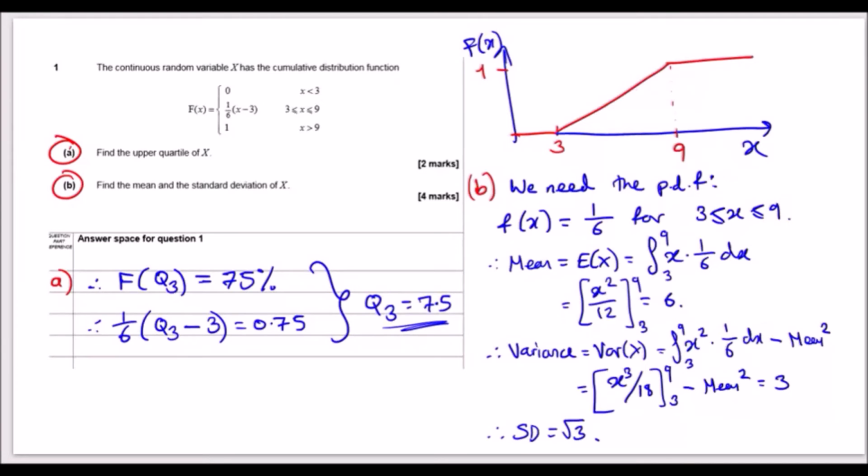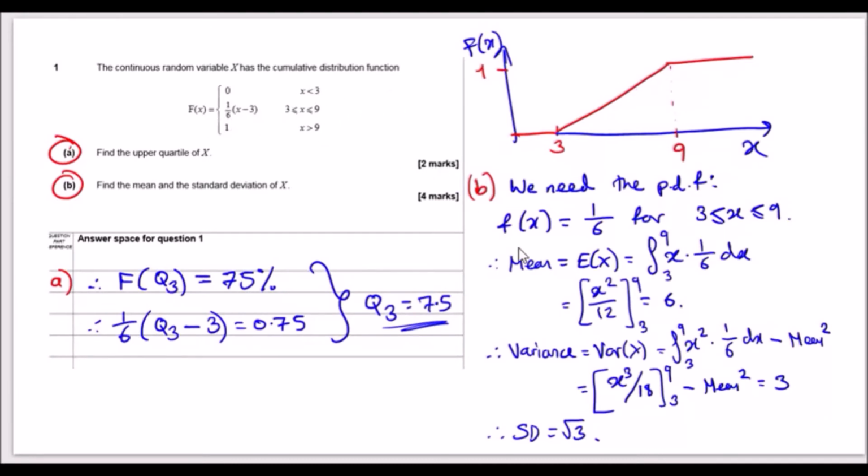Now, anyway, let's look at part B. So find the mean and standard deviation of x. Okay, so to find the mean and any of these two variables, we firstly need to find the probability density function. So we need to find the small f(x). To do this, we can just literally differentiate this equation.